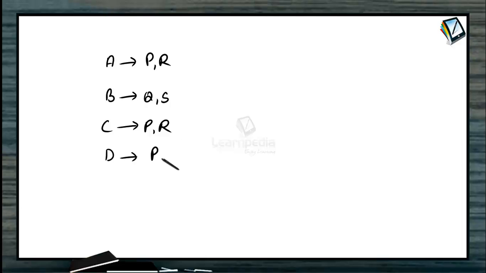So what's our answer here? For complex A, P and R is the correct match. For B, it is Q and S. For C, it is P and R. For D, it is again P and R.